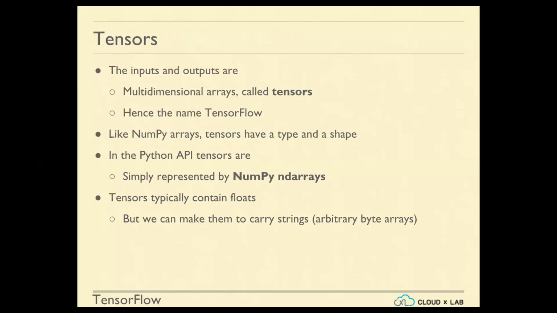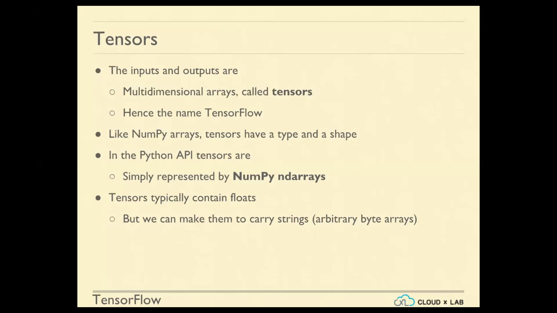Okay. Now, the inputs and outputs are multidimensional arrays. So here we are just dealing with values so far, only the atomic values, the primitives. But most of the time we will be dealing with vectors, okay? And those vectors or multidimensional arrays are called tensors. That's where the name TensorFlow comes from. The multidimensional arrays are called tensors, just like NumPy arrays.